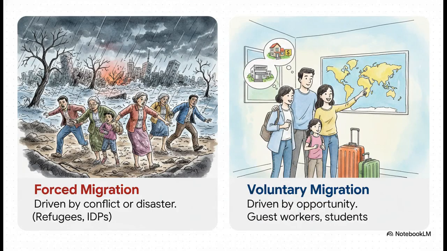And we usually break migration down into 2 big categories. You've got forced migration, where someone has no choice. They have to move to survive, like a refugee fleeing a war. Then you have voluntary migration, where someone makes a choice to move, usually for a better job or a better life.